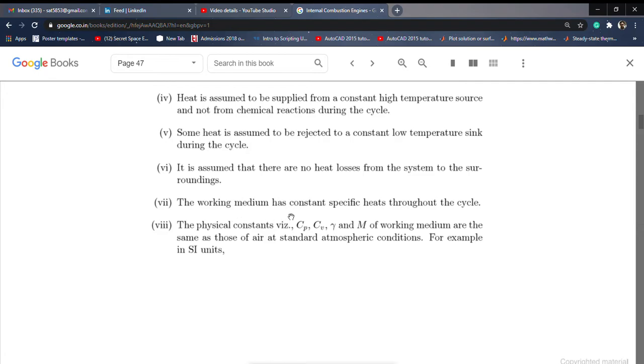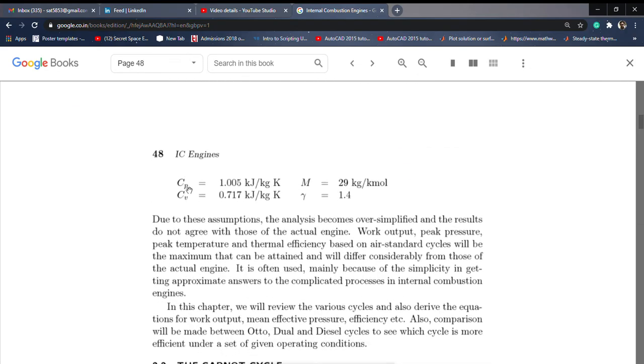The working medium has constant specific heats throughout the cycle. Because we consider air as a working fluid, with temperature these parameters will change. Cp will change, Cv will change, gamma will change. But to simplify the calculations, we assume constant specific heats throughout the cycle. The physical constants Cp, Cv, gamma and M of the working fluid are the same as those of air at standard atmospheric conditions. For example, in SI units, the value of Cp is 1.005 kilojoule per kilogram Kelvin.